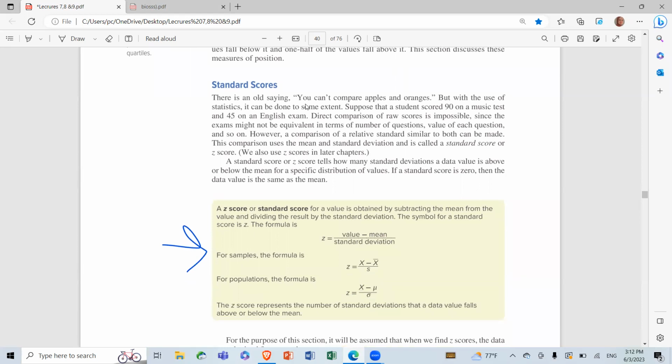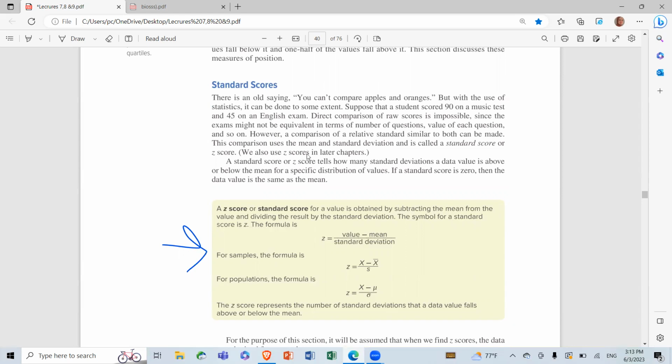There is an old saying, you can't compare apples and oranges, but with the use of statistics, it can be done to some extent. Suppose that a student scored 90 on a music test and 45 on an English exam. عنده music test وعنده English exam. Direct comparison of raw scores is impossible since the exams might not be equivalent in terms of number of questions, value of each question, and so on. However, a comparison of relative standings similar to both can be made. This comparison uses the mean and standard deviation and is called a standard score. نحن هون كمان حنستعمل mean وال standard deviation so بنسميها standard score أو Z score.